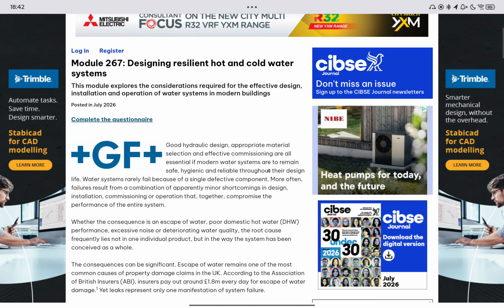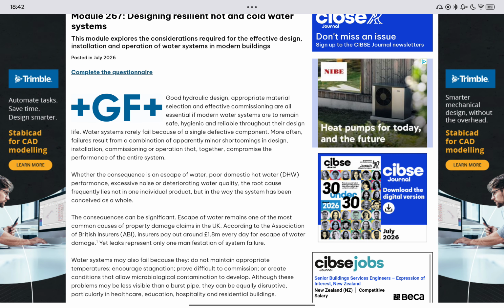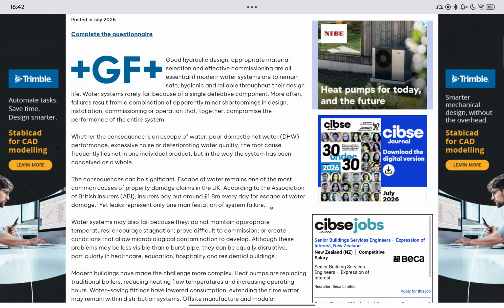Good hydraulic design, appropriate material selection and effective commissioning are all essential if modern water systems are to remain safe, hygienic and reliable throughout their design life. Water systems rarely fail because of a single defective component. More often, failures result from a combination of apparently minor shortcomings in design, installation, commissioning or operation that, together, compromise the performance of the entire system.